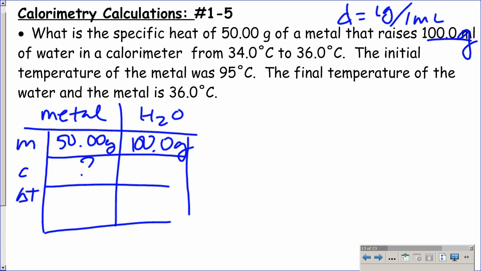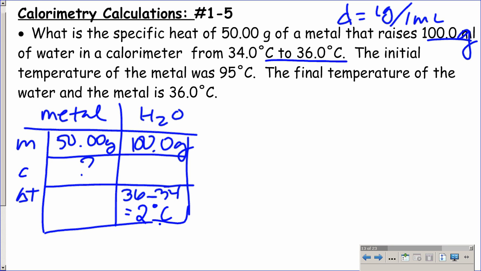Okay, so it raises the water in a calorimeter from 34 to 36. Because they're different, we have 2 delta T's. So I'm just going to write it out. I know you can do this in your head, but 36 is T final, 34 is T initial. Subtracting that gives us 2 degrees C. All right, so that's our delta T of water.